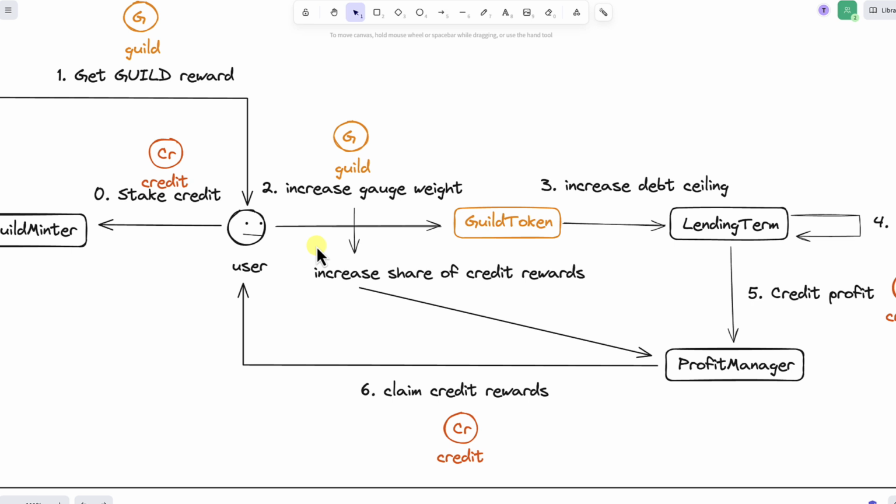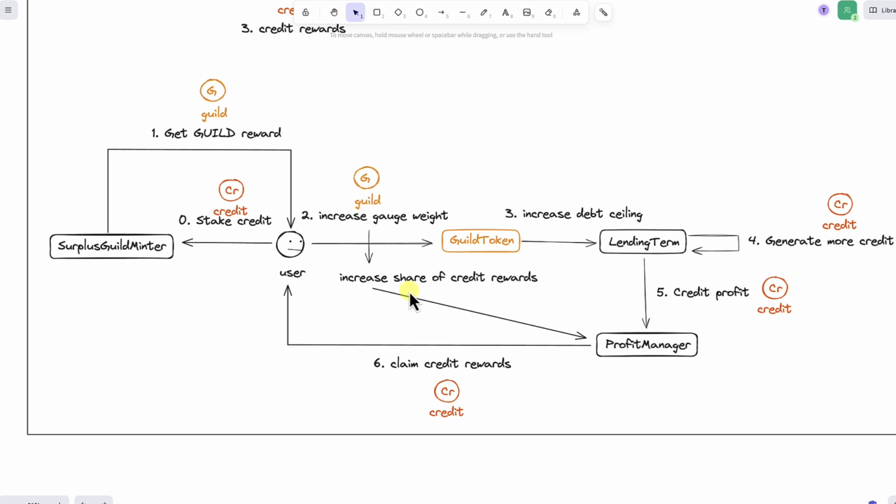So when you deposit guild token, the gauge is increased, so it's being filled and more people can borrow money from this lending term. It's a very complex system, but when you create this diagram, it really helps break it down.